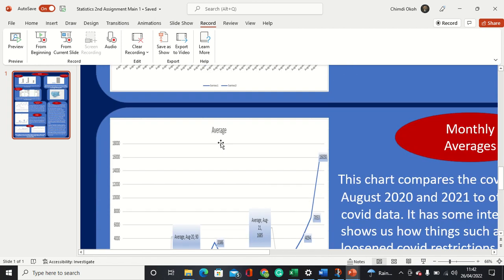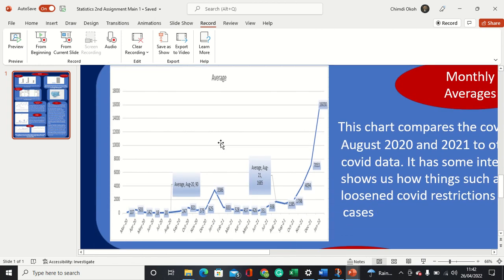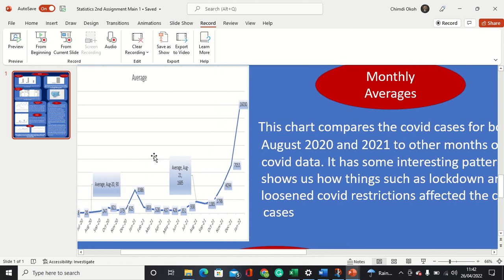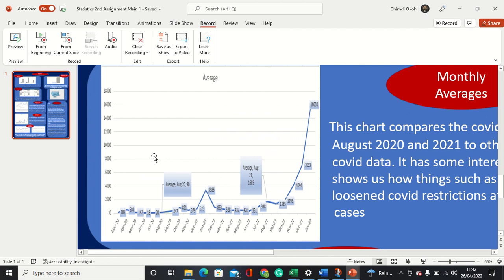Now, monthly averages. This chart here compares the COVID cases for both August 2020 and 2021 to other months of the COVID data. It compares the monthly averages. As we read these charts, we can see that the month with the lowest average COVID cases was during lockdown, which was June.